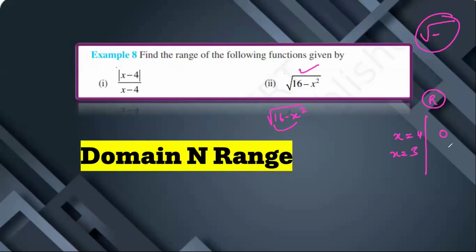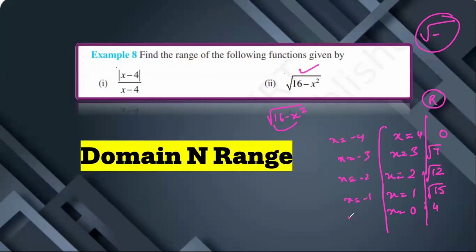When I'm putting x equals 3, I'm getting 16 minus 9, which is 7, right? When I'm putting x equals 2, it gives me 12, because 16 minus 4 is 12. When I'm putting x equals 1, I am getting the square root of 15. Square root 12, square root 7, and this 0. Now, when I'm putting 0, I got 4, because the square root of 16 is 4. Similarly, when I'm putting negative values, negative 4, negative 3, negative 2, negative 1, all these values give me a positive value inside the square root.